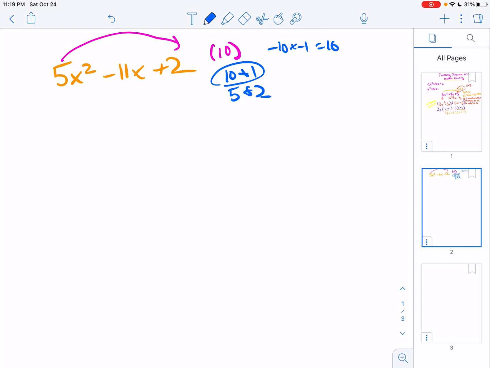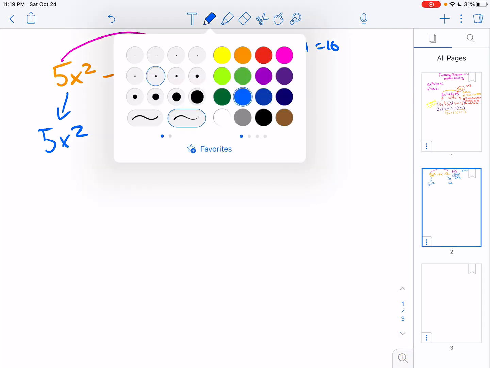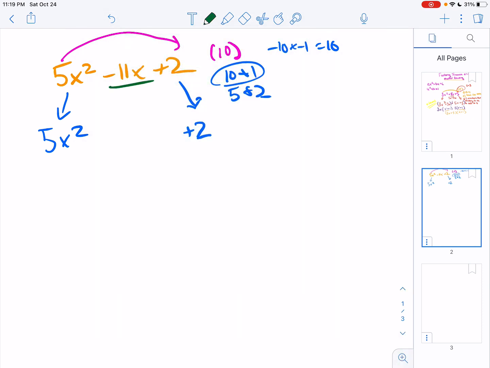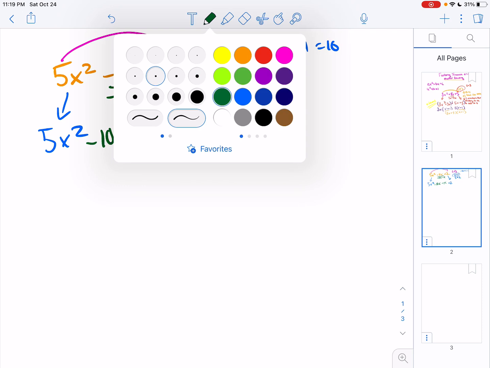Now I bring this down: 5x squared, and then I have plus 2. Now I'm breaking up the negative 11x into negative 10x minus 1x, or just minus x. Where am I going to put my negative 10x? I'm going to put it next to the 5x squared, because the 5x squared and the negative 10x have more in common. Now I've split this into 4 terms, and I'm just going to group.